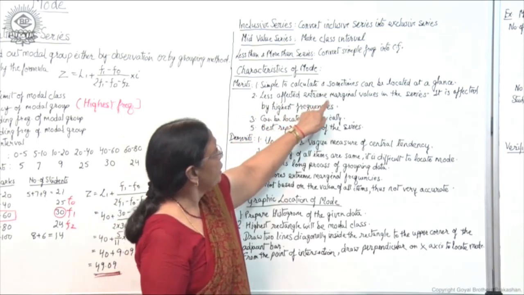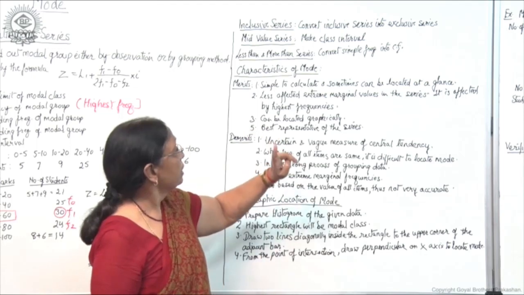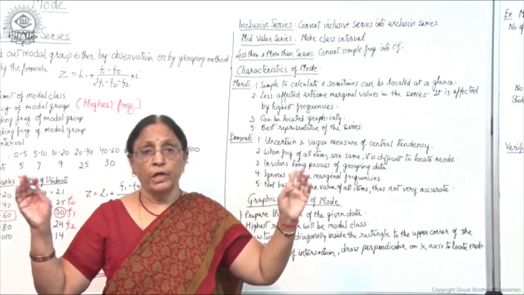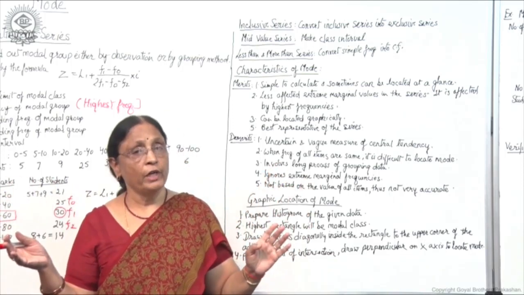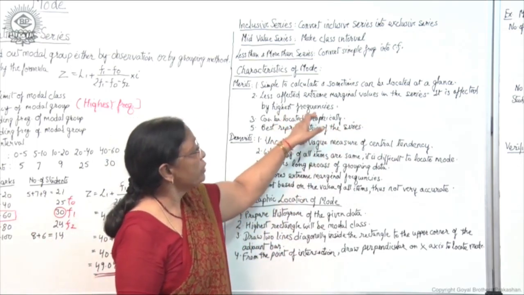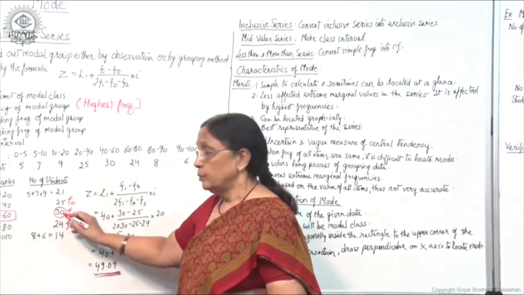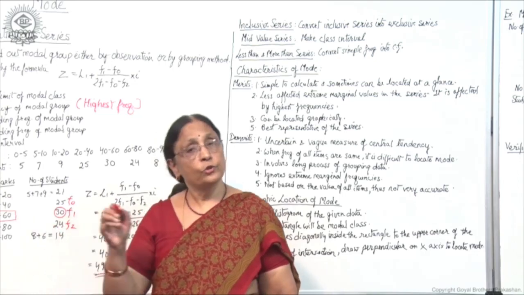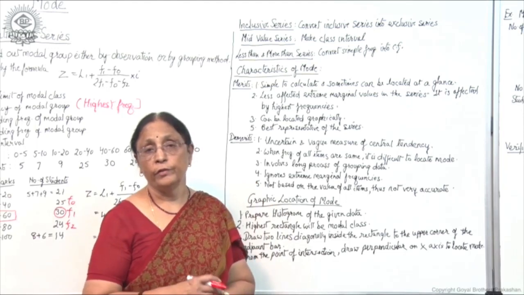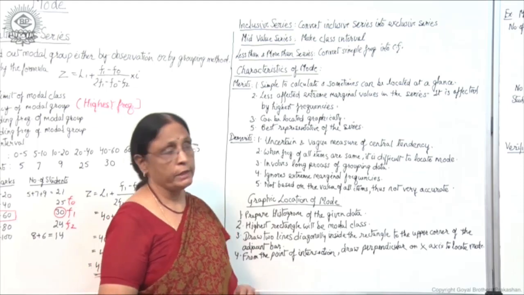Second, it is less affected by extreme marginal values in the series; it is affected by the highest frequencies. So it is less affected by extreme marginal values. Marginal means that if extreme values on both sides are given, it is not affected much. It is affected by the highest frequency, because whatever is the highest frequency, as I told you here, you have to consider it. So it is affected by the highest frequency, not by the marginal values or marginal frequencies. It is mainly considering the highest frequency.